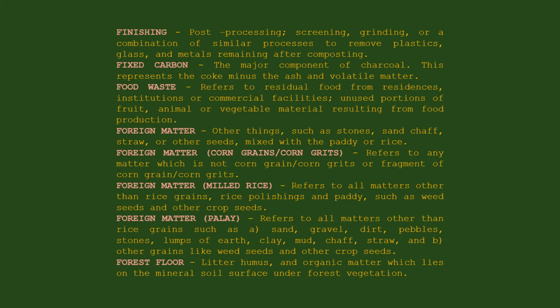Food waste refers to residual food from residences, institutions, or commercial facilities, unused portions of fruit, animal or vegetable material resulting from food production. Foreign matter, other things, such as stones, sand, chaff, straw, or other seeds, mixed with the paddy or rice. Foreign matter, corn grains or corn grits, refers to any matter which is not corn grain, corn grits, or fragment of corn grain, corn grits.